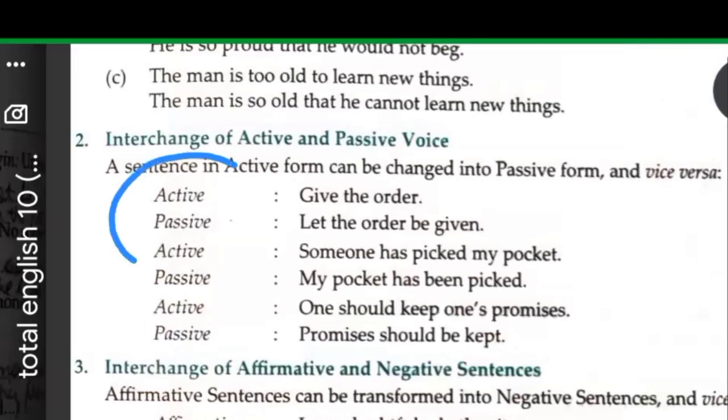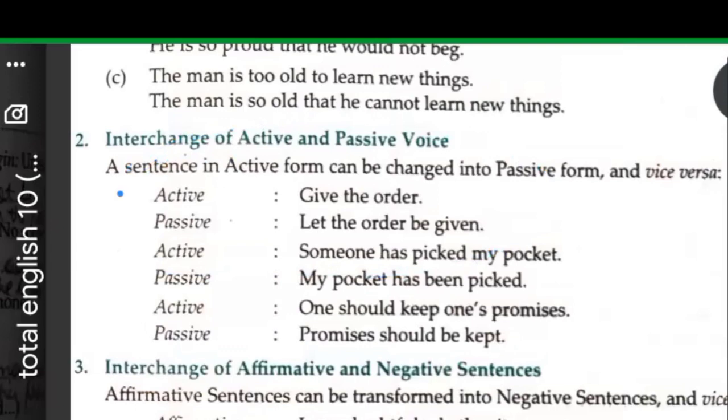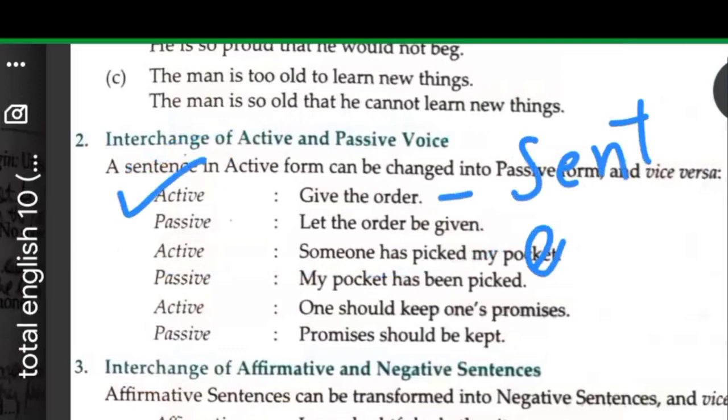So when it comes to this category of sentence, can you please tell me what kind of sentence is in the active form? I'm not saying the tense, what kind of sentence is that? Anybody?